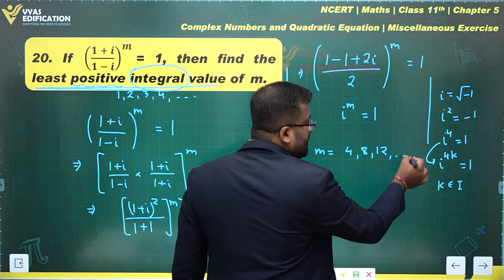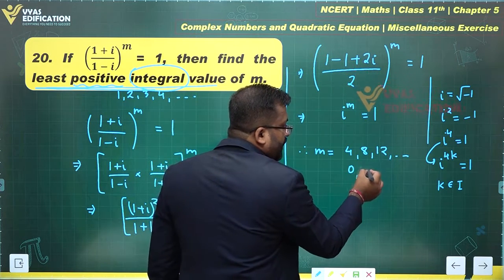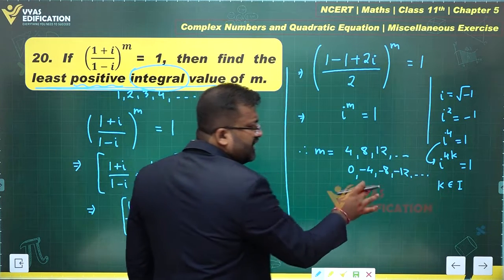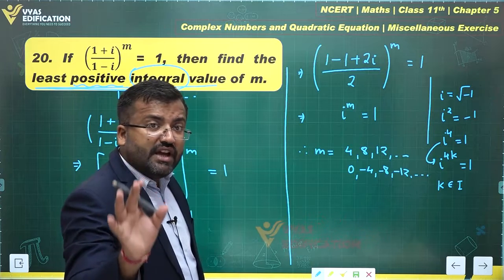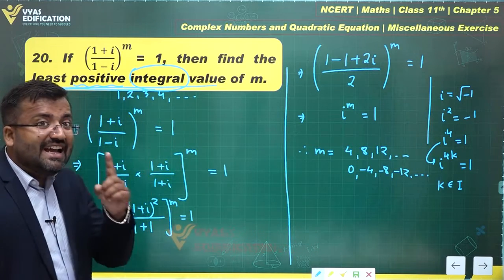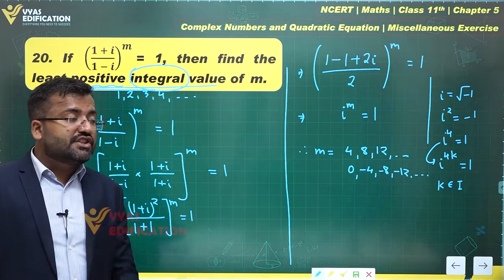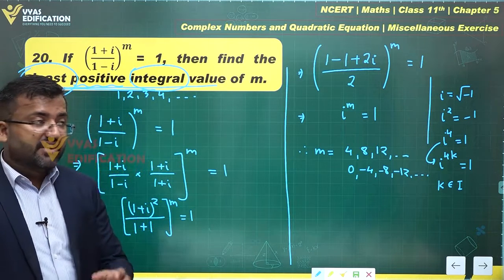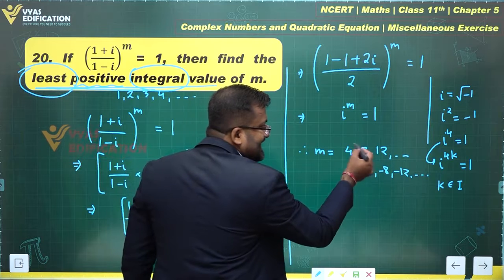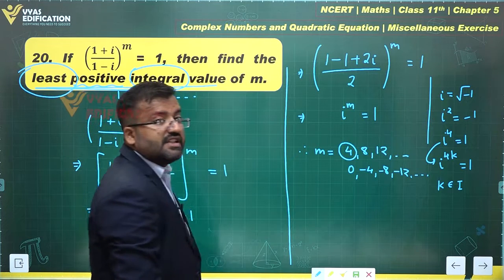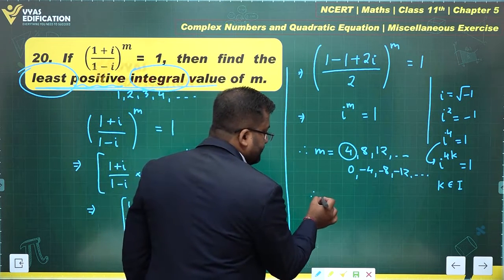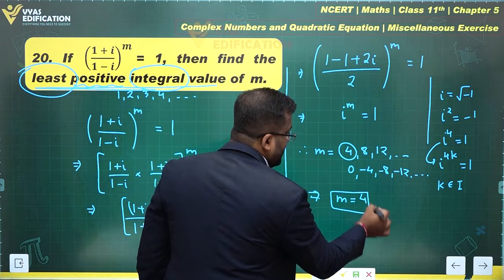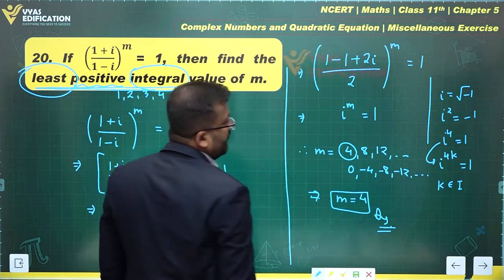We could have had other solutions as well: we could have had 0, minus 4, minus 8, minus 12, but these are not being asked right now. We are only asked to find a positive integral solution, and out of those we are supposed to find the least one. The least positive integral solution, as you can observe, is 4. Therefore, m is equal to 4 is my final answer.